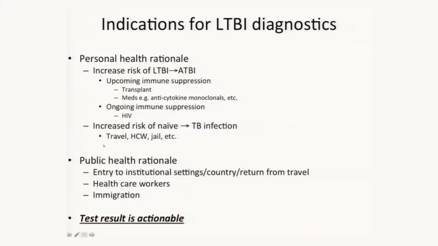So not all of the testing that we do is terribly rational, but you could split it up into either personal health rationale or public health rationale. And I don't want to go into this in great detail, but if you have LTBI and you have an upcoming risk of conversion, like you have upcoming immune suppression or ongoing immune suppression, that makes sense.